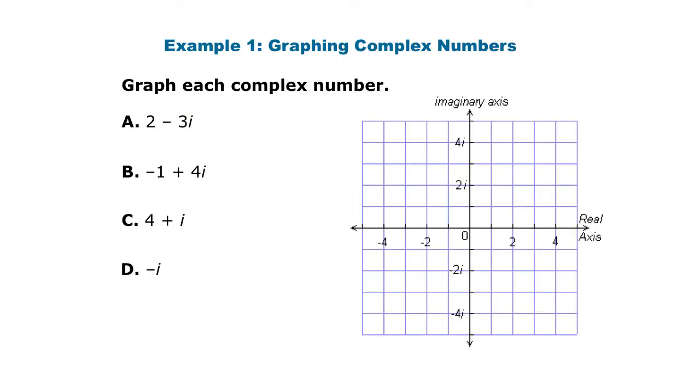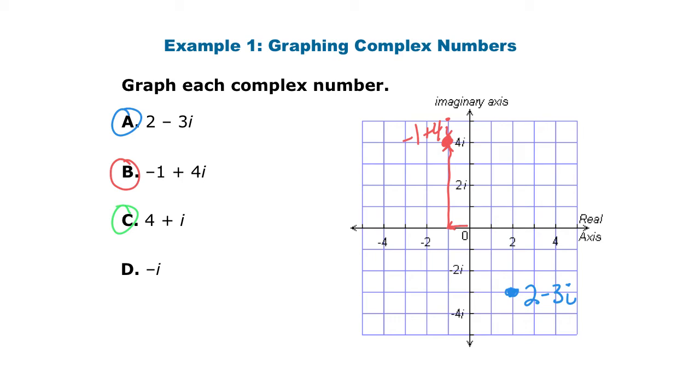So we first have 2 minus 3i. So the positive 2 is going to take us to right here on the real axis. And then the negative 3i, we're going to go down because it's negative, or go down 3 units. So this is the point 2 minus 3i. Now for b, the negative 1 will take us on our real axis to the left one, and then 4i will take us up 4 units to right there. So this is the point negative 1 plus 4i, or the number negative 1 plus 4i.